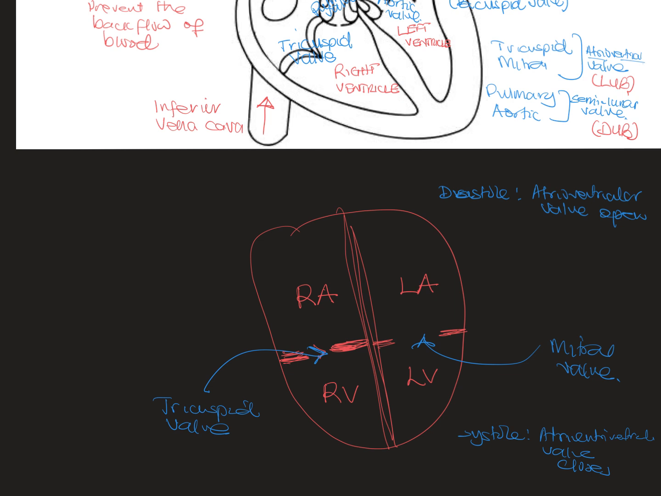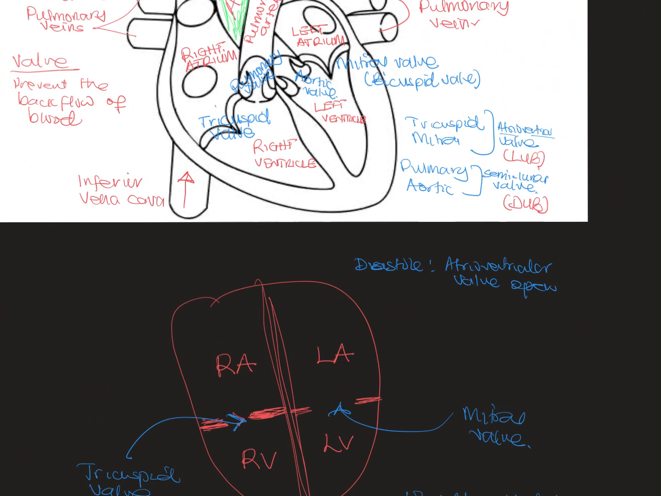So it means during diastole, what happens? We are filling the heart. If we are filling the left ventricle, you do not want the blood that is in the pulmonary artery or the aorta to come back to the ventricles. So during diastole, what happens to the semilunar valves? They close. Okay, the semilunar valves close during diastole.